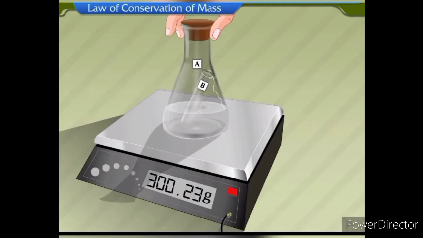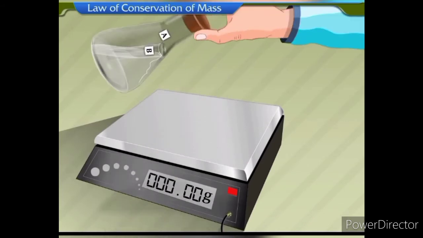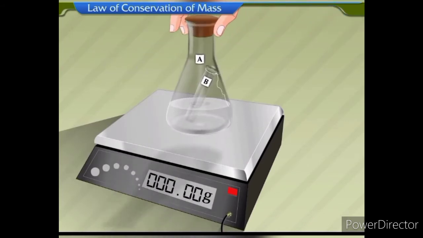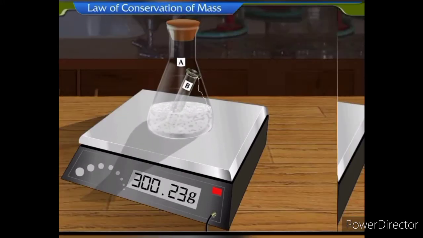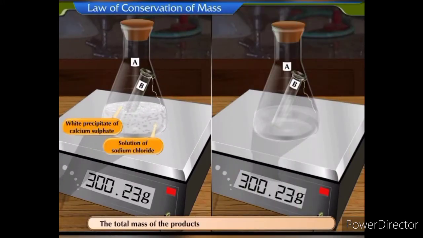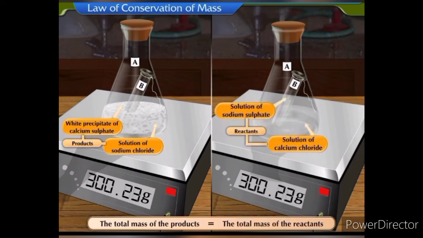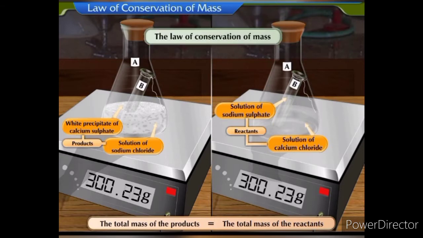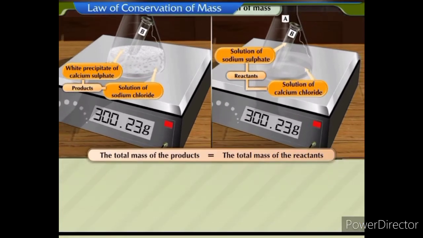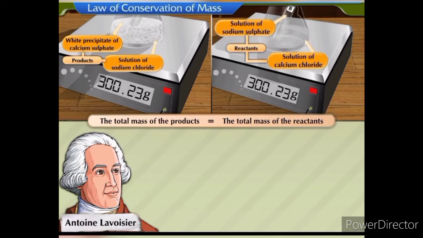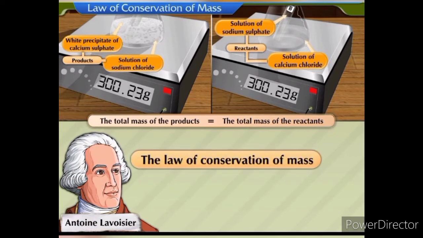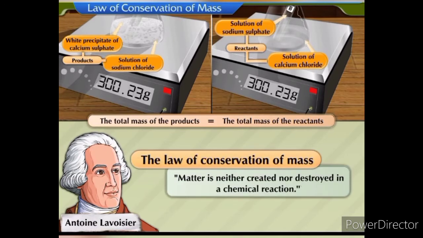Scientists noticed that if chemical reactions were carried out in a closed container, there is no change in the mass. The total mass of the products is equal to the total mass of the reactants. This led to the formulation of the law of conservation of mass. Antoine Lavoisier stated the law of conservation of mass as: matter is neither created nor destroyed in a chemical reaction.